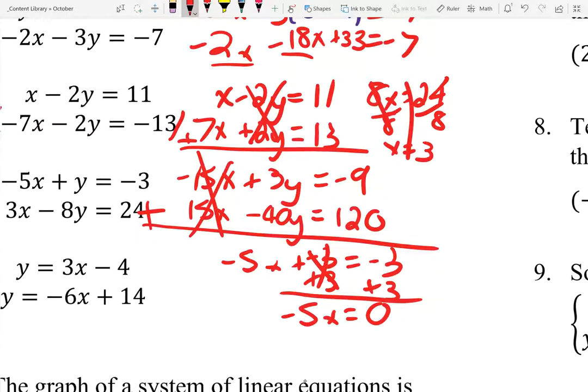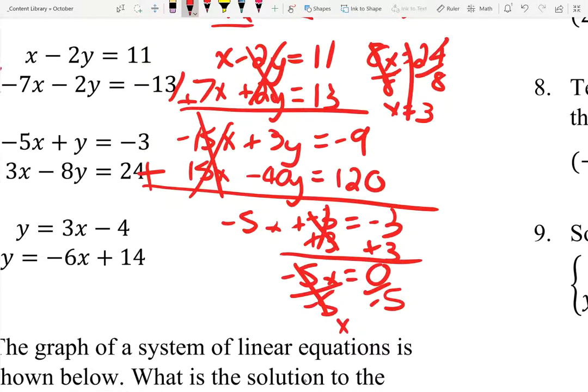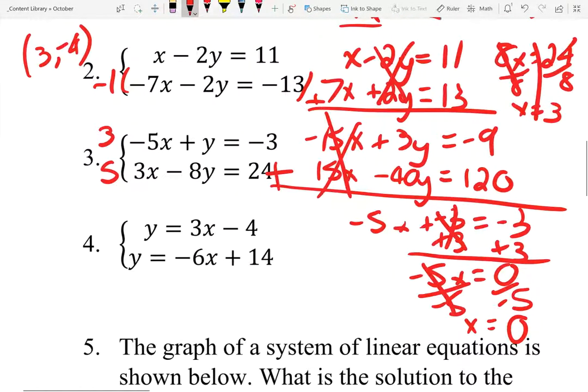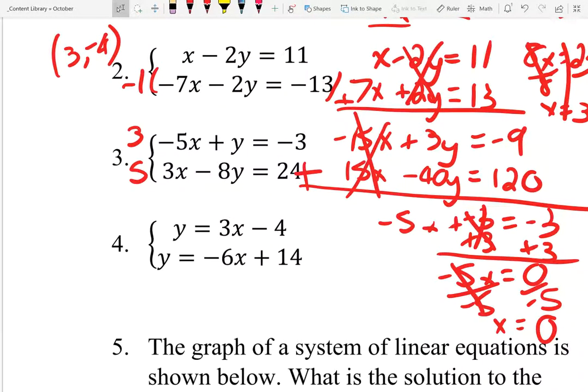And then negative 5 times x, right? So we've got to divide by negative 5 in order to cancel it out. That leaves us x equal to 0. 0 divided by negative 5 is still going to be 0. So we got our y value. The y value was negative 3. And our x value was 0.